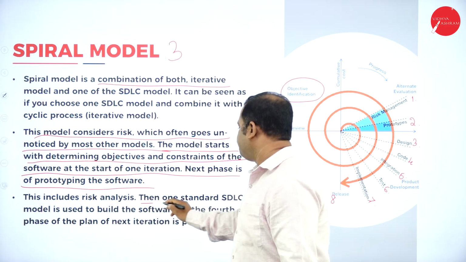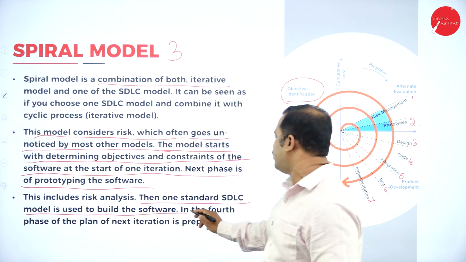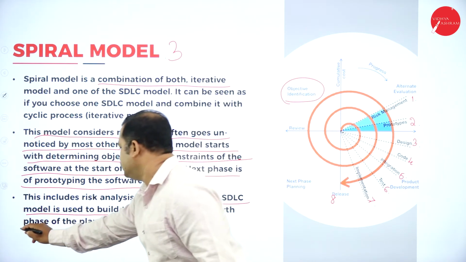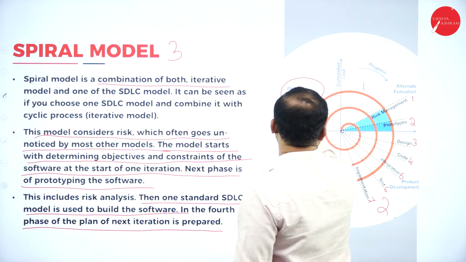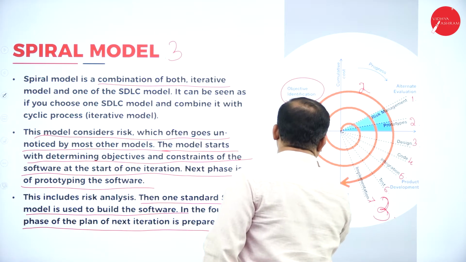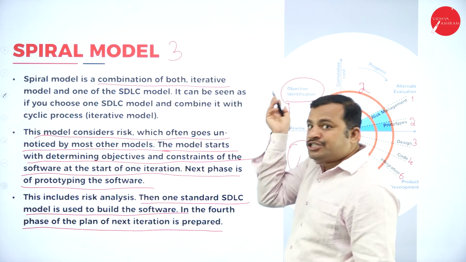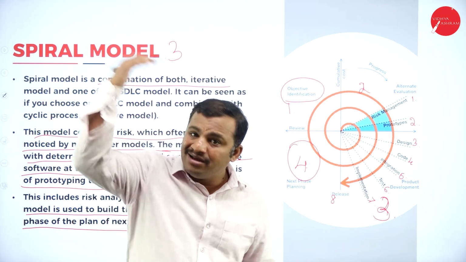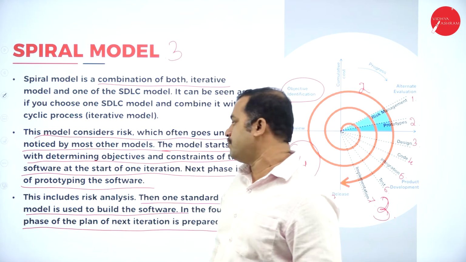Then one standard SDLC model is used to build the software. In the fourth phase, the planning of the next iteration is prepared. This is the first phase, this is the second phase, this is the third phase, and this is the fourth phase. Here in the fourth phase, you can plan what shall be incorporated in the next iteration. That is possible in case of the spiral model.